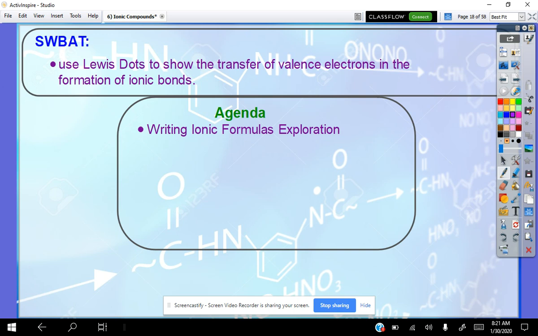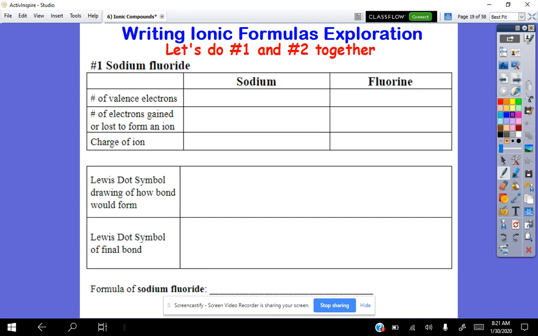Hello, today we are following up our introduction to ionic compounds. We're going to use some Lewis dots to show the transfer of valence electrons in the formation of ionic bonds. One of the things you may have seen before is that transfer of electrons when using a Bohr model. The Bohr model is great, but it shows you protons, neutrons, the number of valence electrons, and the total number of electrons. Oftentimes we only care about the valence electrons because those are the ones involved in our transfer.